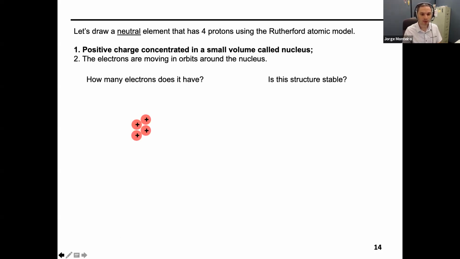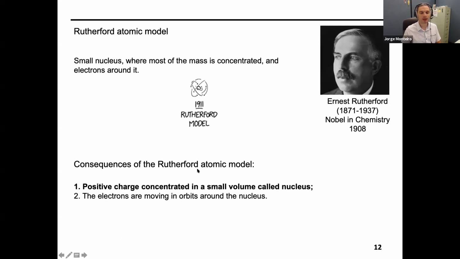Let's go back a little bit. The last thing we talked about on Monday was the Rutherford atomic model. This model has a small nucleus where most of the mass is concentrated and also the positive charge, and electrons around the nucleus. So for the first time, we have two different regions in the atom.